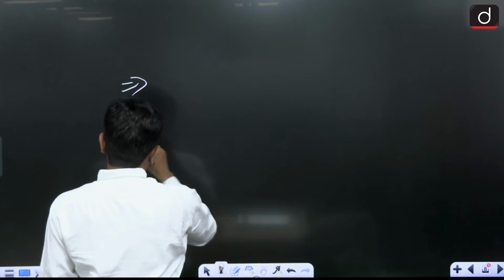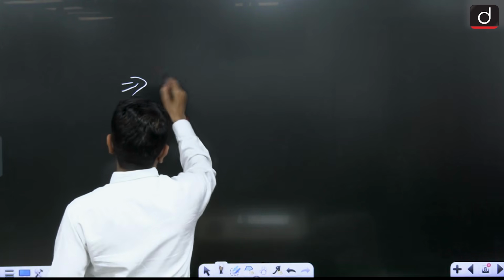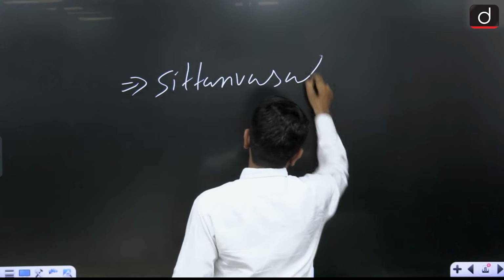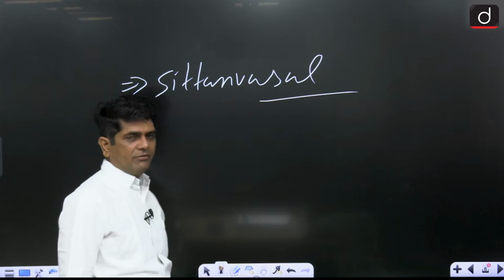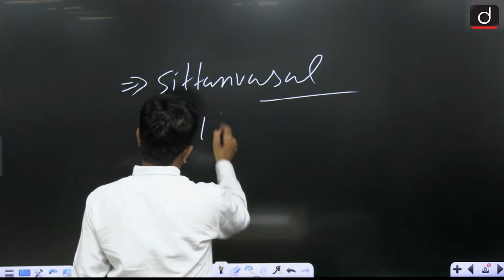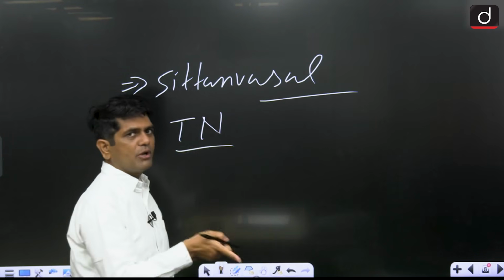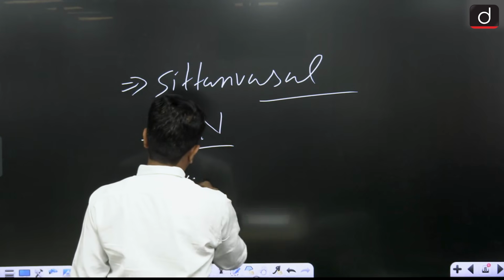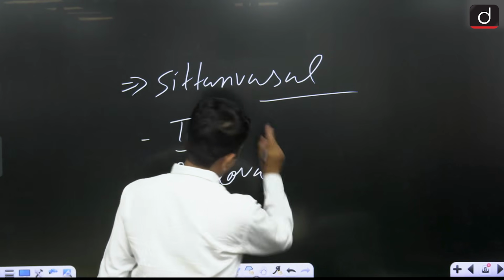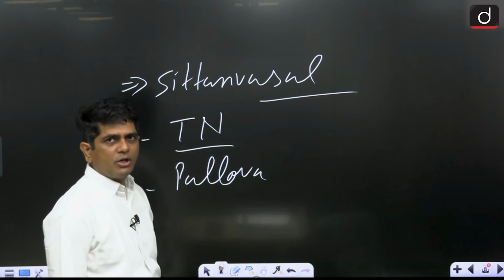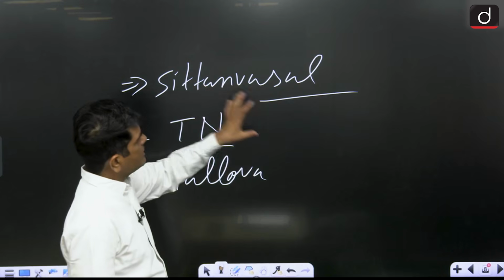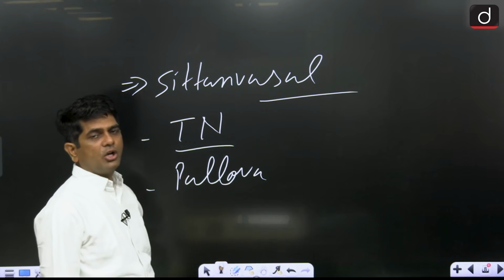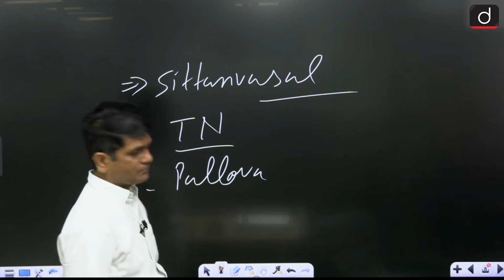Next is what? Next cave is Sittanavasal. My dear, where is Sittanavasal? Tamil Nadu. And Sittanavasal caves belong to Jainism. It was built in the reign of a Pallava ruler. And the Sittanavasal caves are famous for what? Famous for Jaina mural paintings.